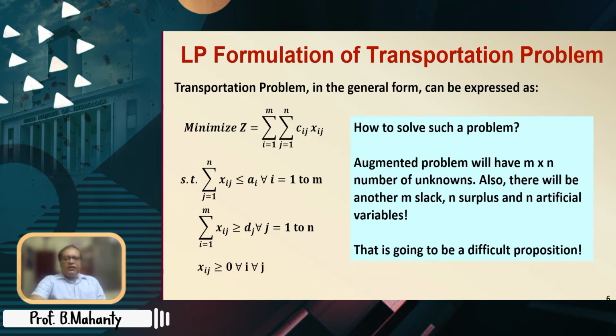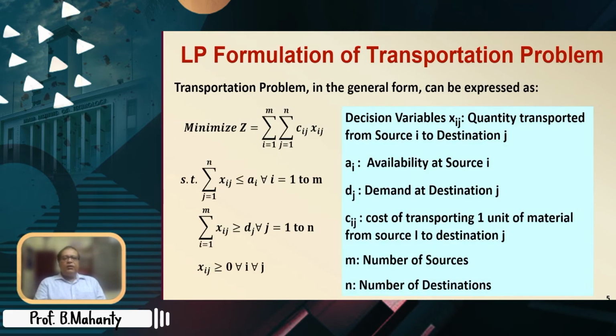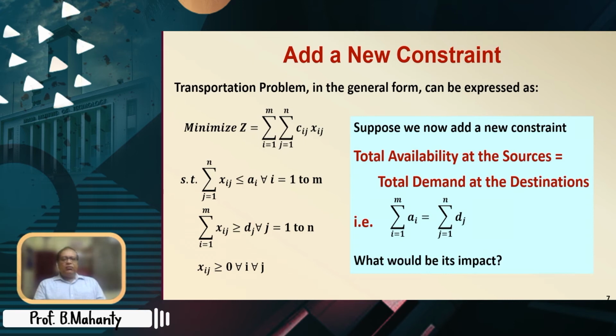So please remember these. Originally the problem was one of inequality, right? The general formulation of the transportation problem is inequality. That means the sum of Xij over j should be less than or equal to Ai and the sum of Xij over i should be greater than or equal to Dj. But then to simplify, we have added a new constraint, and that new constraint is sigma Ai equal to sigma Dj. That means total availability at the sources equals total demand at the destinations.